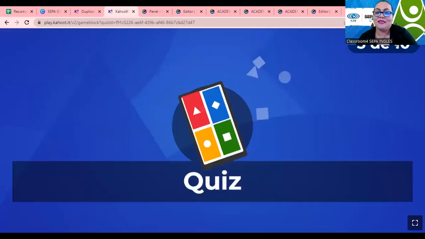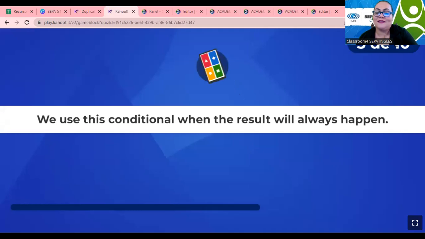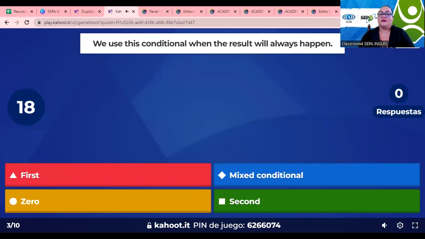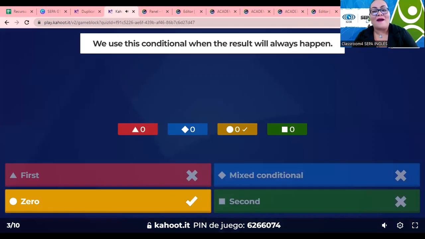Number three: we use this conditional when the result will always happen. First, zero, mixed conditional, or second. What was the conditional we studied today? Do you remember the name of the conditional we studied today? And the answer is, yeah, of course, the zero conditional is the conditional we studied today.